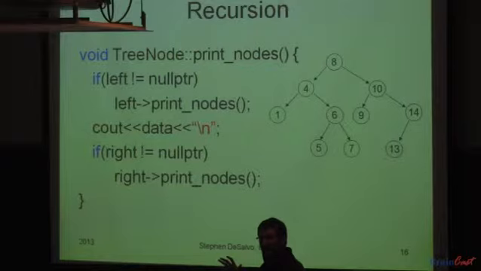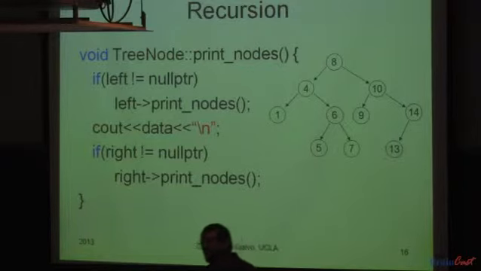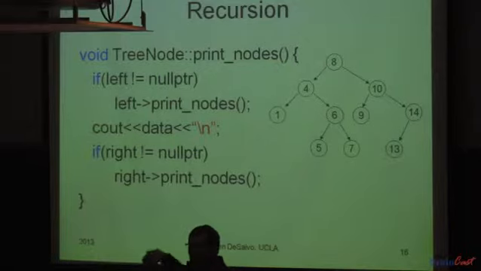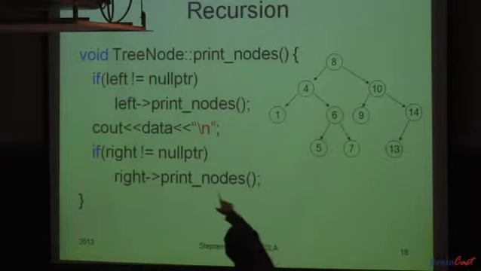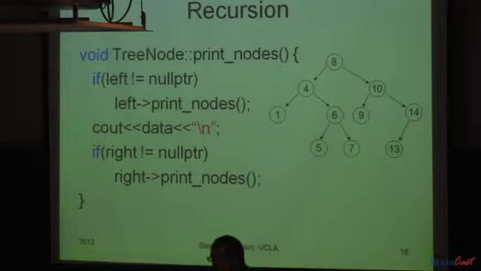Okay? Recursively call the function. Recursively, in a sense, we're calling the same named function, but we're calling it using a different node as the center point. Okay? Now, let's assume we've printed out all of the elements in the left subtree correctly. Then what do we do? We print out the data ourselves. We print out the object data that called the print nodes function.